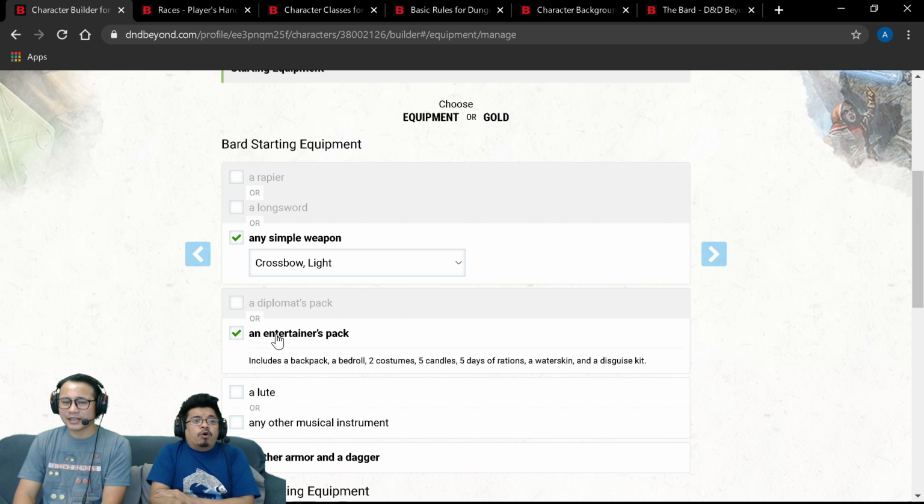Or we could do the entertainer's pack, and this is why I think this is the better option for our build. A bedroll and disguise kit are super important because when you're out in the wilderness, you need to rest. You need to sleep sometimes. If you were an ABBA cover band, this is what you'd get.